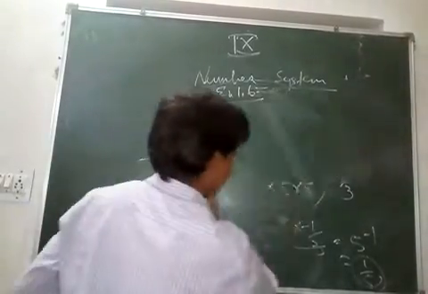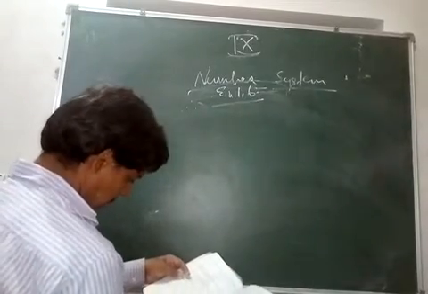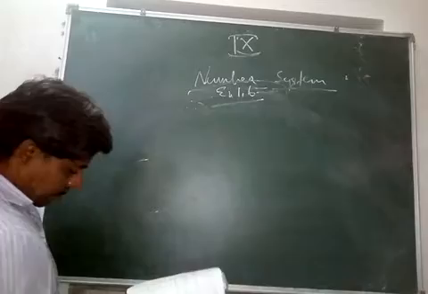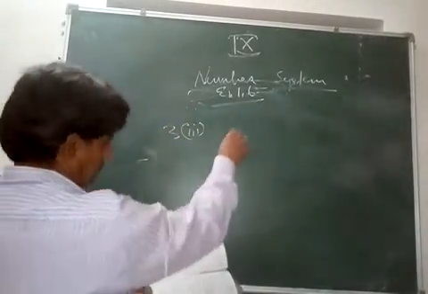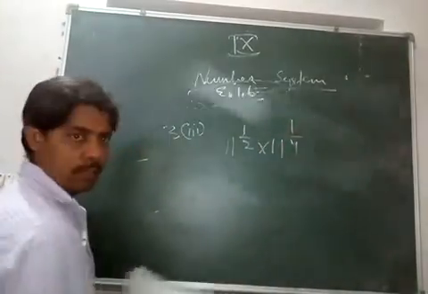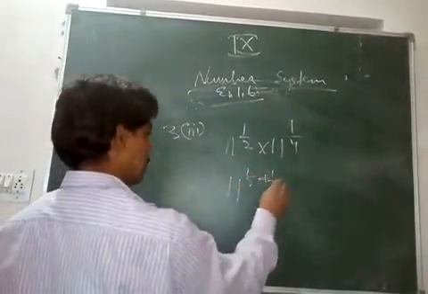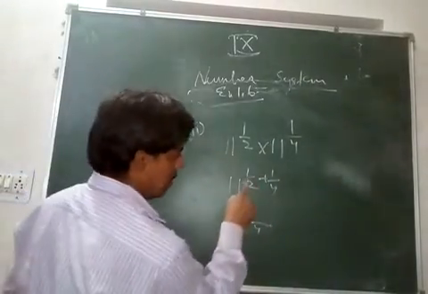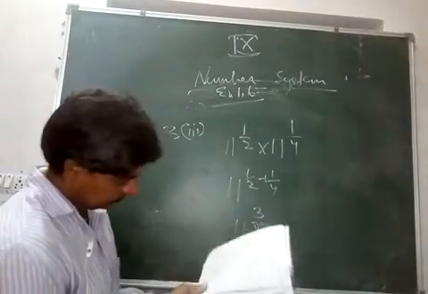Okay, so this way we can complete the exercise and simplify. And this third question, let's do the third part. Third question, third part: 11 half multiplied by 11 to the power 1 by 4. Now laws of exponents say add them. So half plus 1 by 4. If I add them, take the LCM 4 in the exponent, this is 2 plus 1, 3. So we are getting 3 by 4.